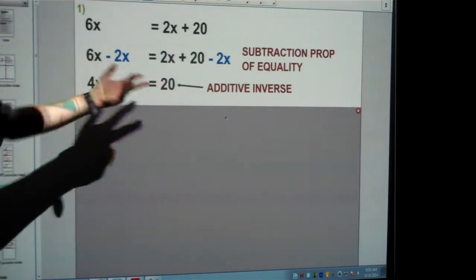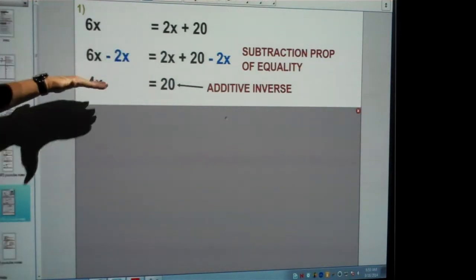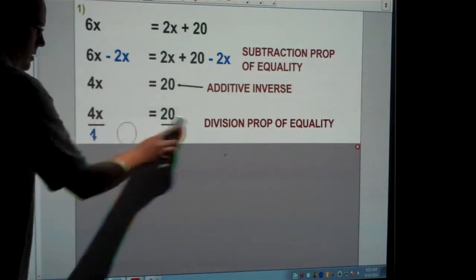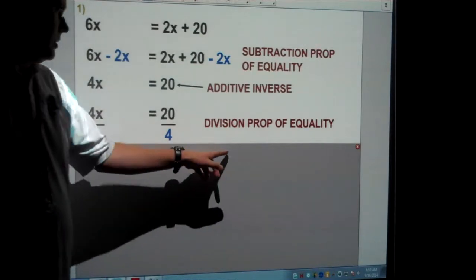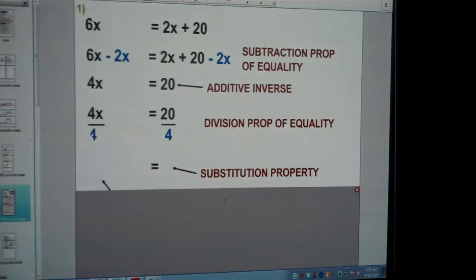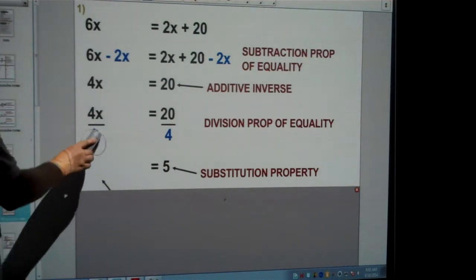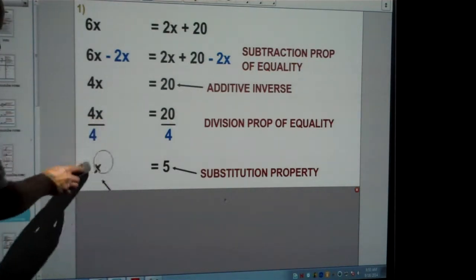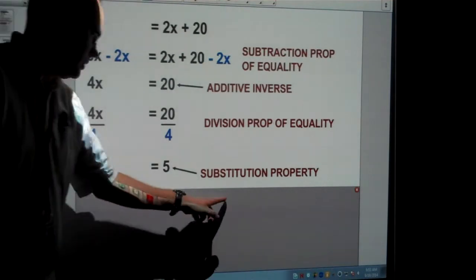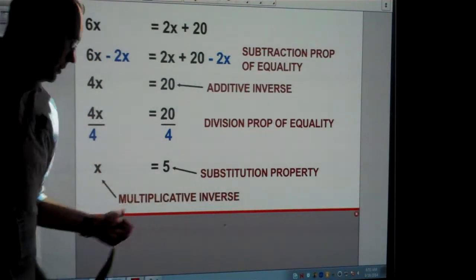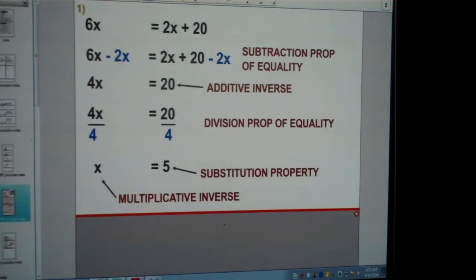Now we should be familiar with this. This is our original one-step problem. Instead of timesing by 4, we're just going to divide both sides by 4. As we did the same to both sides, that's the property of equality. 20 divided by 4 is 5, that's my substitution property. And 4 over 4 is just 1, so 1x, or in other words, just x. As I was multiplying and also had division here, these are inverses, so that would be my multiplicative inverse.